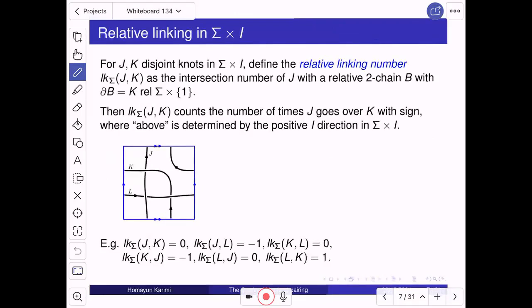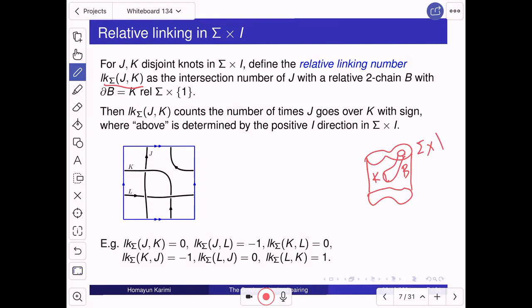Before we define the Gordon-Litherland pairing, we need the notion of linking inside sigma cross I. If you have two disjoint knots J and K inside sigma cross I, we define the relative linking number, denoted linking sub sigma of J and K. We define it as usual: we take J and we take a two-chain B which bounds K, and we take the intersection number of J and B. This B is a relative two-chain, meaning that if you look at sigma cross I, B has K as a boundary on one side, and on the other side of the boundary, it comes to sigma cross 1.